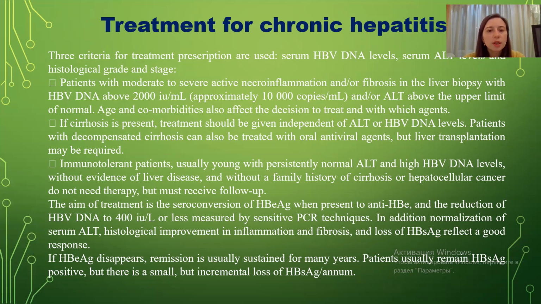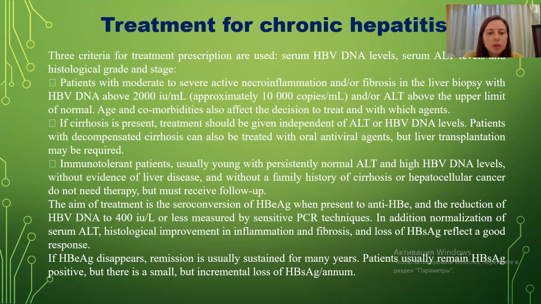If cirrhosis is present, treatment should be given independent of ALT or HBV DNA levels. Patients with decompensated cirrhosis can also be treated with oral antiviral agents, but liver transplantation may be required. Immunotolerant patients, usually young with persistently normal ALT and high HBV DNA levels without evidence of liver disease, and without a family history of cirrhosis or hepatocellular cancer, do not need therapy but must receive follow-up.